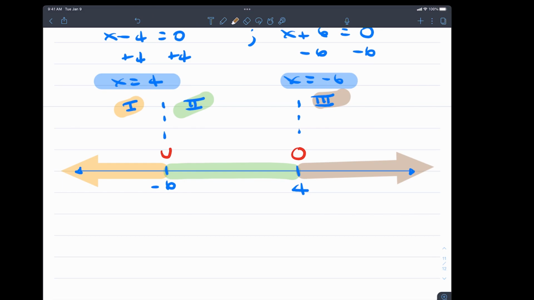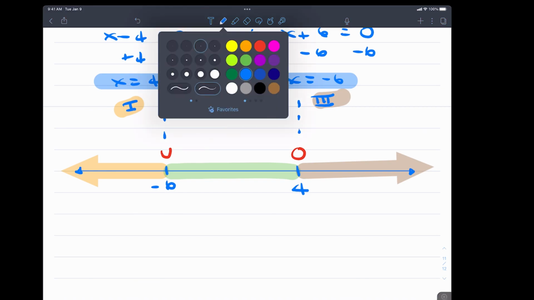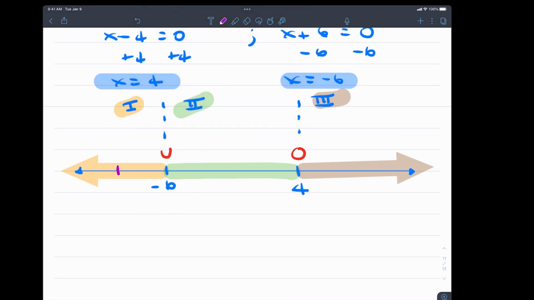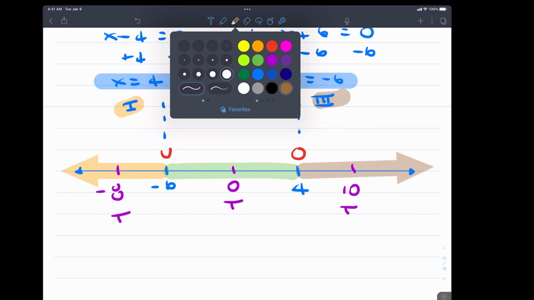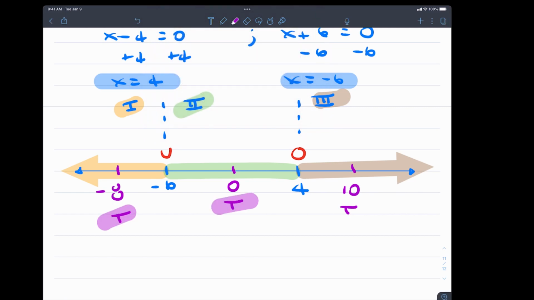All right, let's get some test points. A number to the left in region 1. I could use a negative 8. That's available. Test point between negative 6 and 4. Oh, 0 is available. Bigger than 4, I'm going to use 10. Just want to find those test points here.